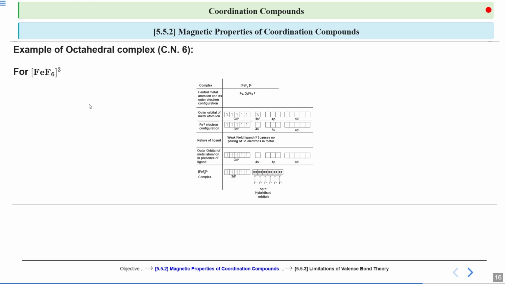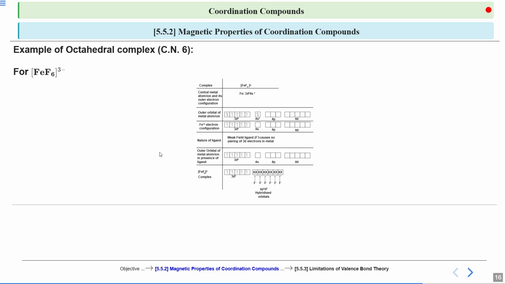So iron is in plus 3 oxidation state, and plus 3 means it is going to lose 3 electrons. How will it lose them? 2 will be lost from the 4s2 and 1 from the 3d6. So the configuration will become 3d5 and 4s0, 4p0, 4d0. Okay, 3d5 means 5 unpaired electrons will be there in the configuration.